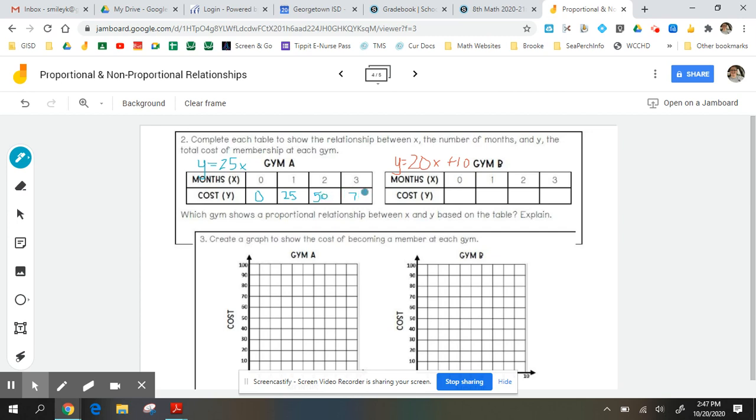25 times 3, 75. You can also think about quarters. Quarters are worth 25 cents. If you have 3 of them, you have 75 cents. All right, back to our equation.